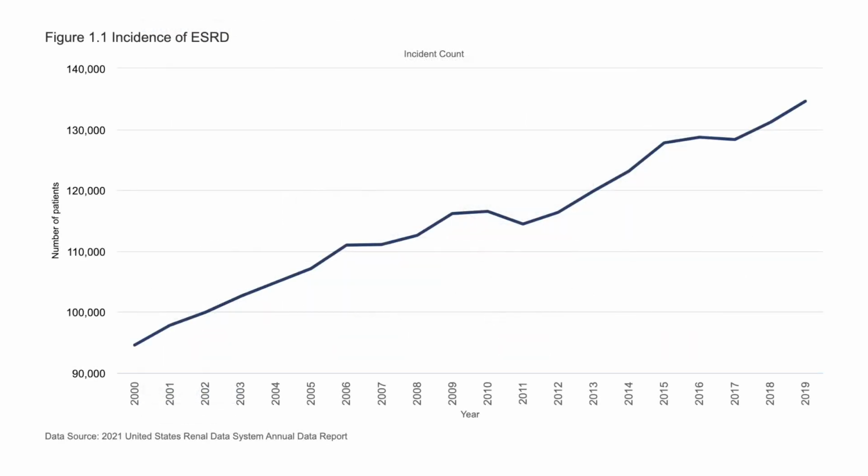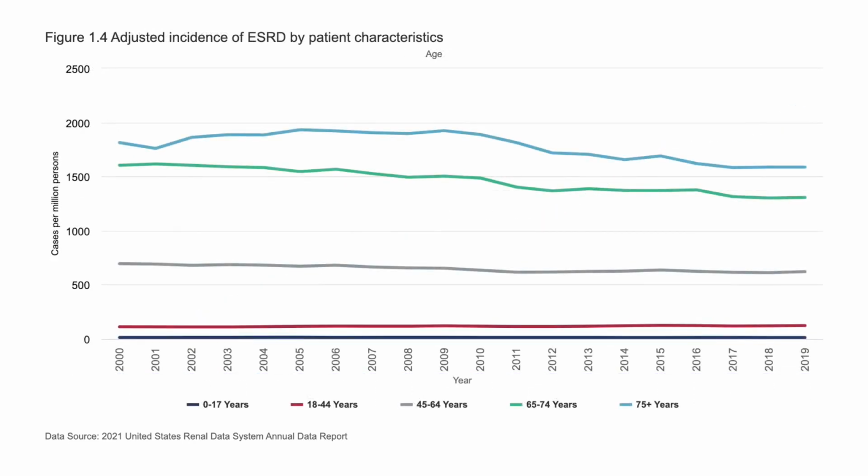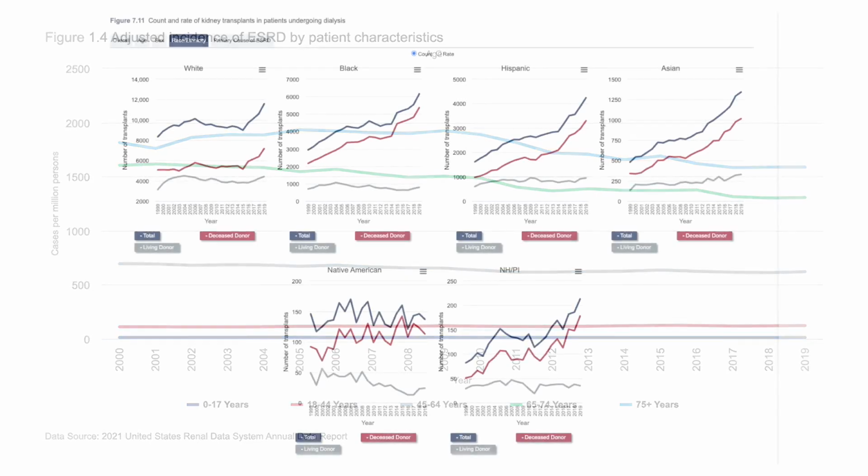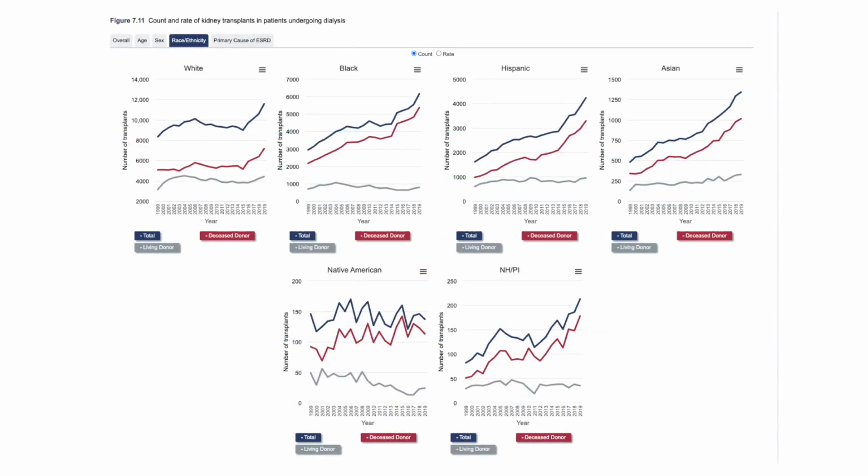One important aspect of this data focuses on racial and ethnic disparities in incident and prevalent CKD and ESRD populations, and their access to treatment of these conditions.